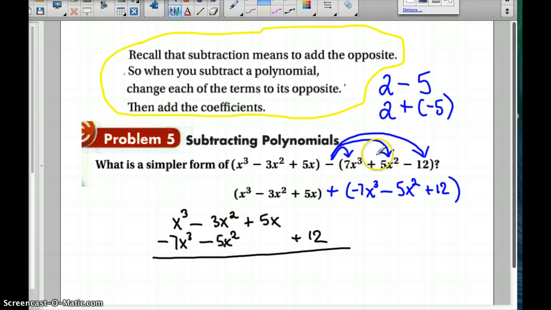Okay, now that we changed subtraction to adding the opposite, we're going to actually add them together. We know that next to a variable that doesn't have a coefficient is a 1. So this is a positive 1 and a negative 7x cubed, and that becomes a negative 6x cubed. A negative 3 and a negative 5x squared become a negative 8x squared. We combine their coefficients. Positive 5x just gets written because it has nothing to combine with. Same with 12. So again, we have a polynomial with 4 terms, and it's called a cubic polynomial.